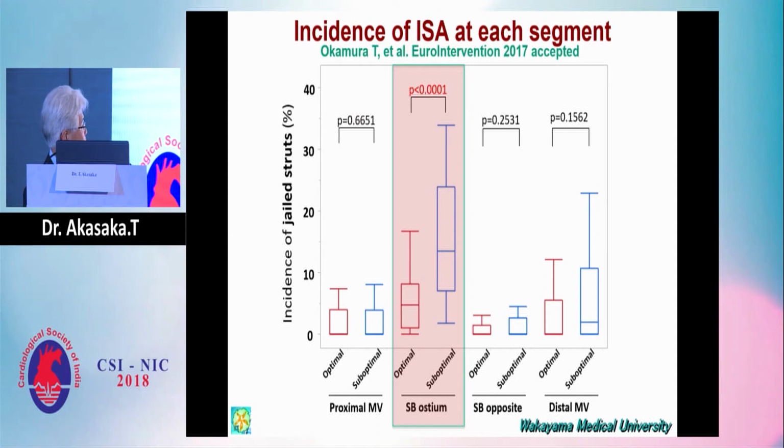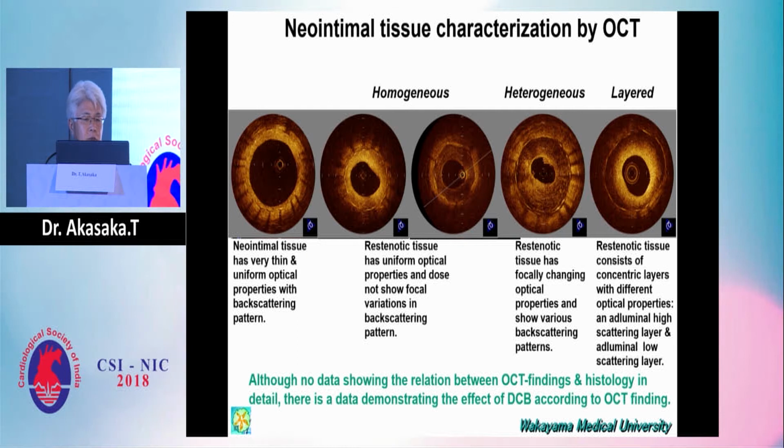However, this is one of the jailed struts percentage. In suboptimal cases, there are lots of jailed struts at the orifice. And there is a tendency of in-stent restenosis in long-term follow-up, but the number in the registry is not so big. Therefore, we are trying to do another registry of more than 600 cases, which may demonstrate the clinical significance and advantage of 3D reconstruction. Now, finally, I would like to show you the importance of in-stent restenosis tissue characterization.